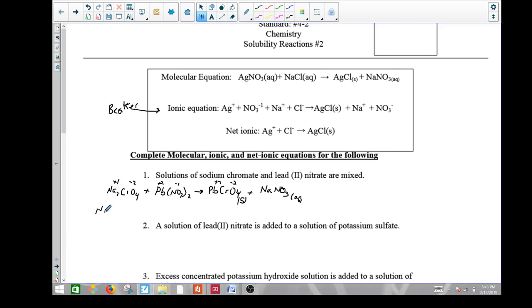So Na+ plus CrO4 2- plus Pb2+ plus NO3 -1 yields. Now this guy is actually forming a solid, so I'm going to leave it together. PbCrO4 plus Na+ plus NO3 -1. There we go.